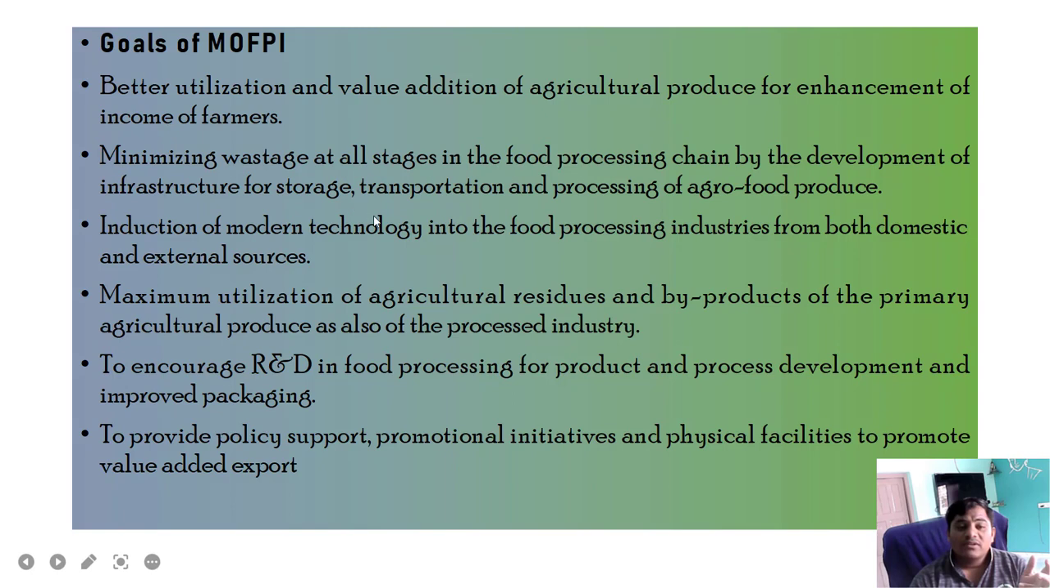Whatever the lorry or truck or whichever way we have to transport them, for example by road, by air, by rail, we have to make clear that they have the infrastructure. They should develop the infrastructure and the processing of the aquaculture as well as the agro food produces. Then the induction of modern technologies into the food processing industries from both domestic and external sources. The maximum utilization of agricultural residues and byproducts of the primary agricultural produce, and to encourage research and development in food processing for product and process development and improved packaging, to provide the policy support, promotional initiative and the physical facilities to promote the value-added export.